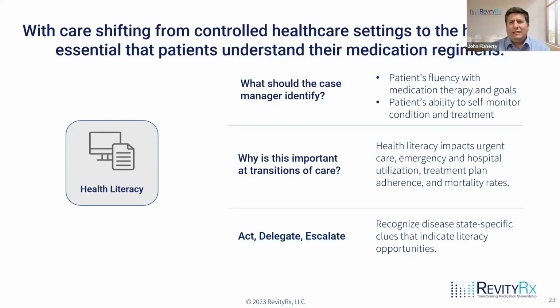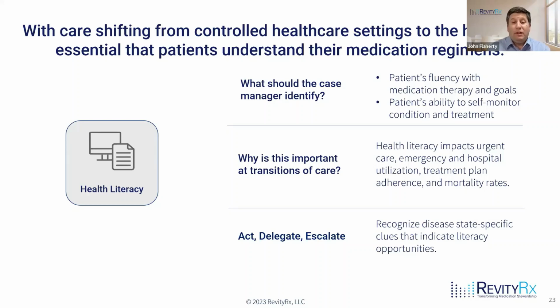So why is this important then? Well, what we find with health literacy is that it really impacts other utilization. With poor health literacy, we see higher use of urgent care, higher use of the emergency room, increased use in hospitalization altogether, and poor treatment plan adherence. Ultimately, it leads to higher mortality rates. So something as simple as just asking if the patient understands or using a specific method to gauge that can really help improve this in the long run.